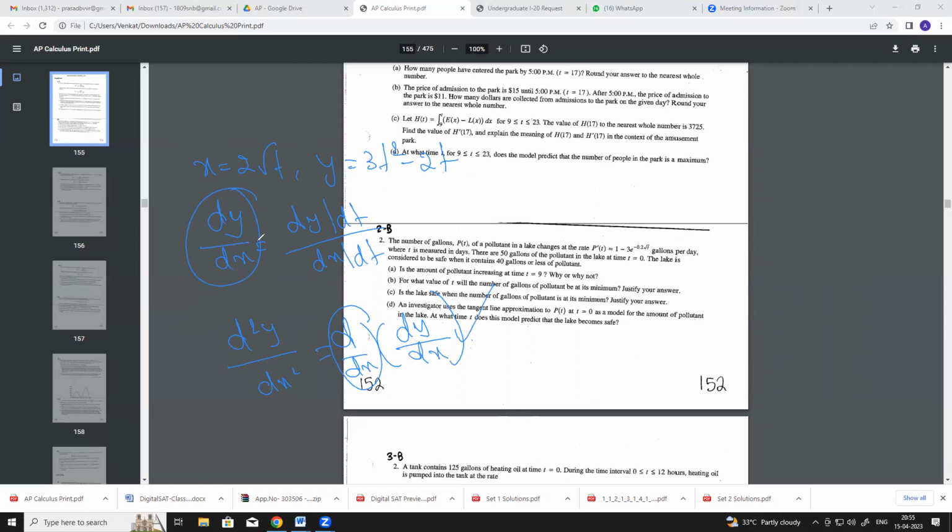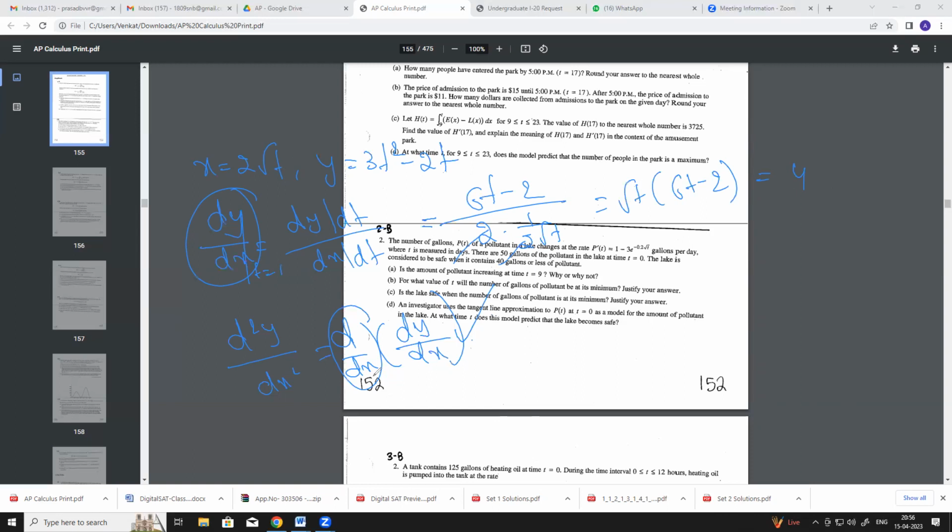Once you find dy by dx, whatever function you get, suppose I have dy by dt by dx by dt. What is dy by dt? 6t minus 2. What is dx by dt? 2 into root t derivative is 1 by root t. So you get root t into 6t minus 2. This is your function. They can ask me to find dy by dx when t is equal to 1. If t is equal to 1, you get the answer as 4.